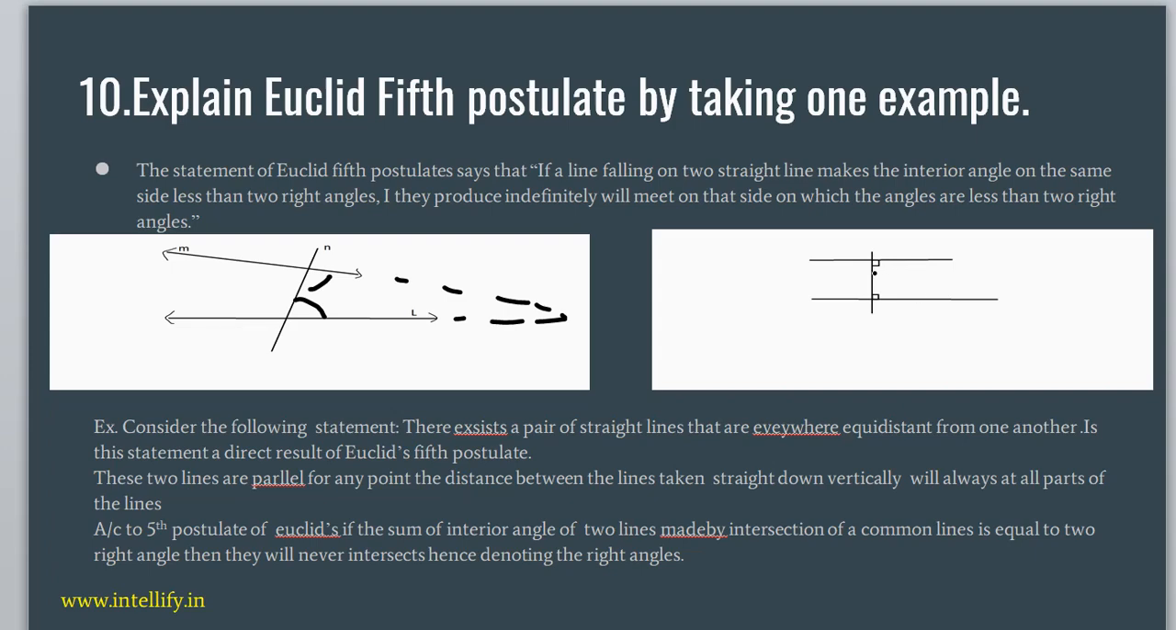So if you produce them for infinite length, they will never meet, and the distance between them is always similar, that is d, which will always be the same. So this is the result of Euclid's fifth postulate.